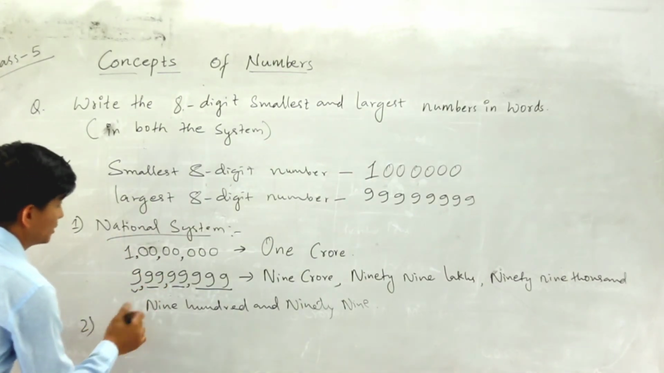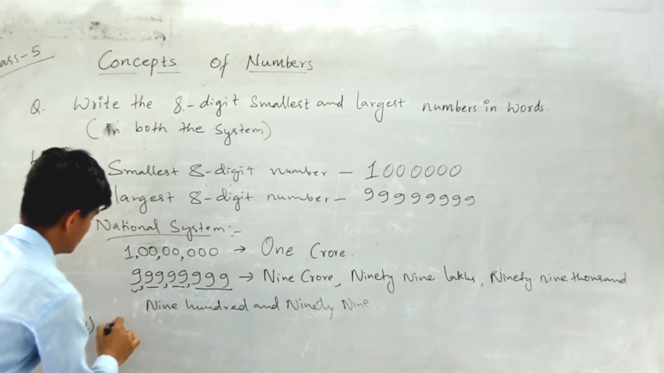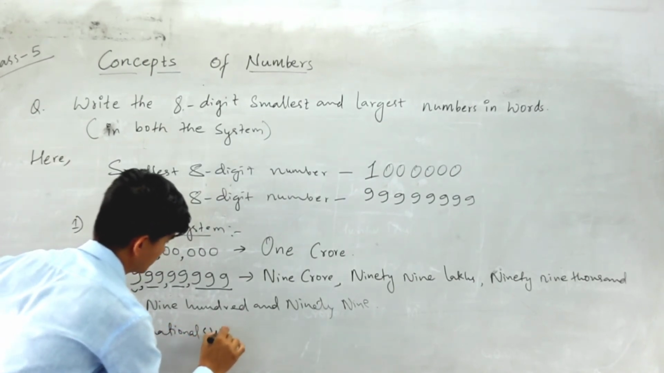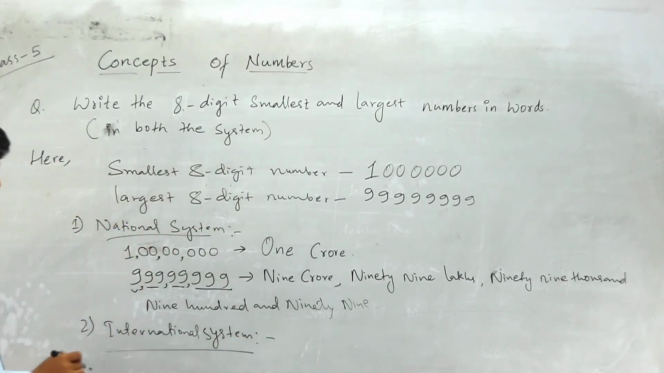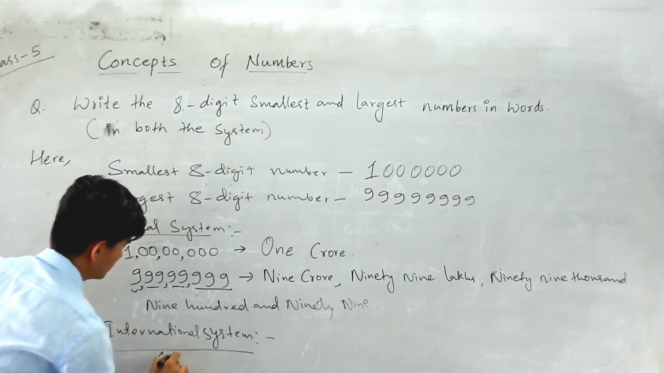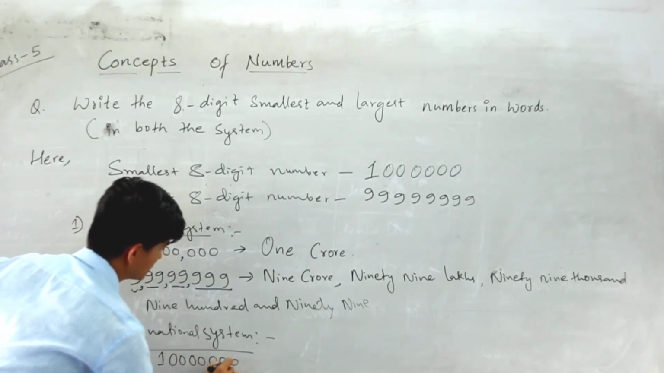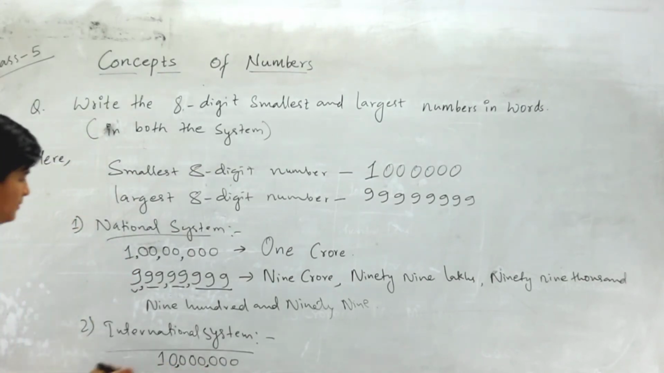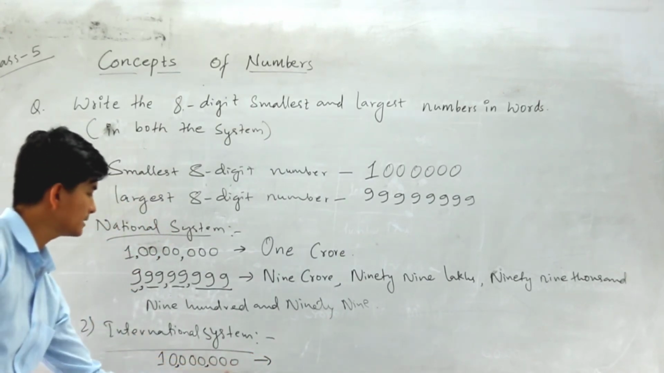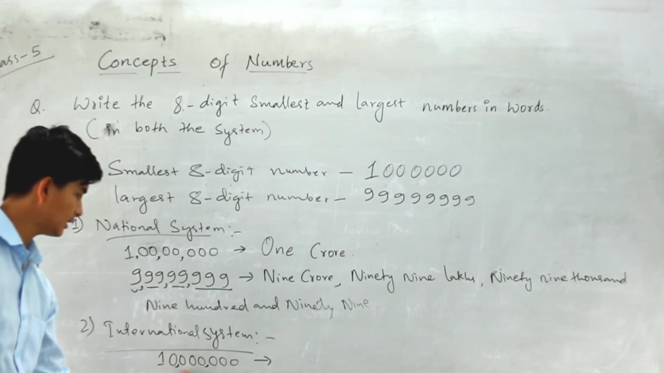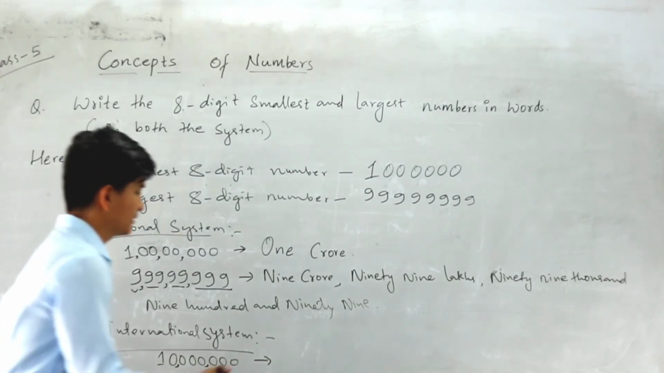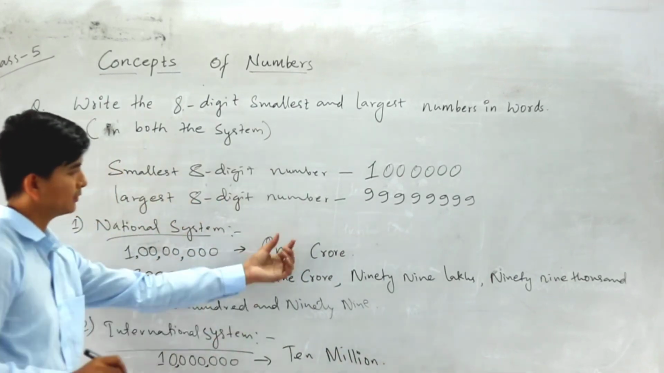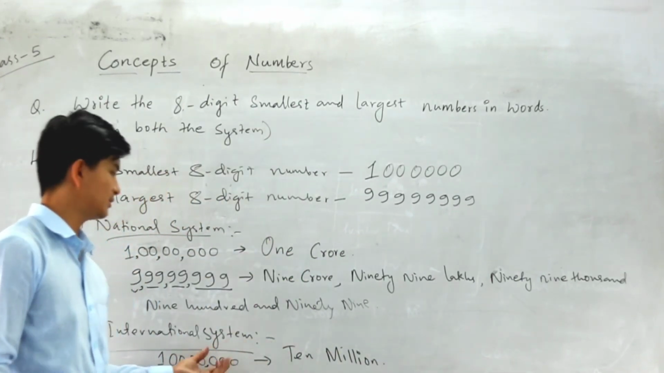Now international. Okay, we have to write the same number in the international system also. First, what do we have to write? The smallest number, same. So here the difference is in putting the comma, right? 1 2 3, 1 2 3, and here. So how can you read this number? 1, 10, 100, 1000, 10,000, 100,000, million, 10 million, right? So you can simply write here 10 million. Okay, so 1 crore is equal to 10 million in the international system.